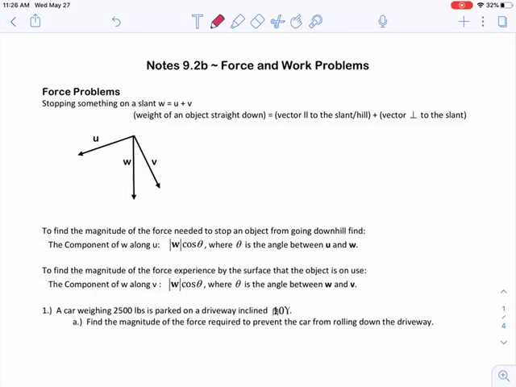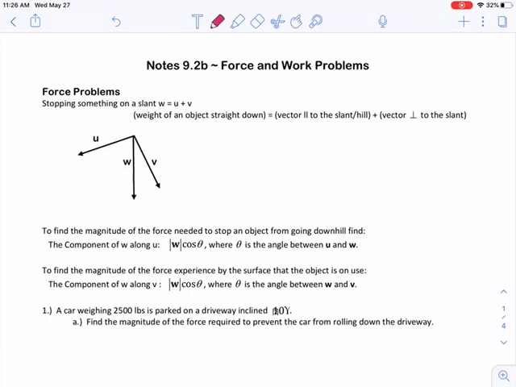Today we want to take a look at two ideas, force and work. So let's start off with a force problem. We want to take a look at stopping something on a slant, for example, a car parked in a driveway not rolling out into the middle of the street.